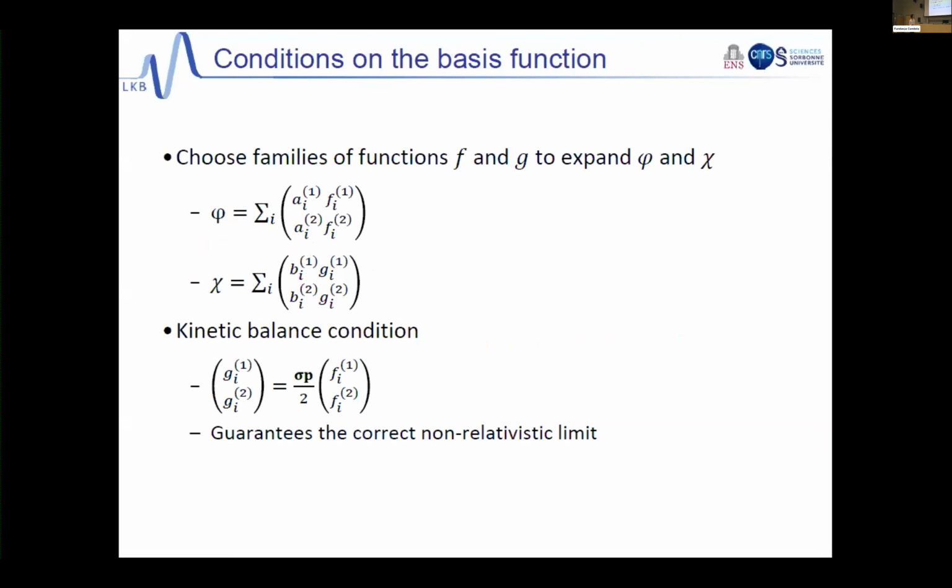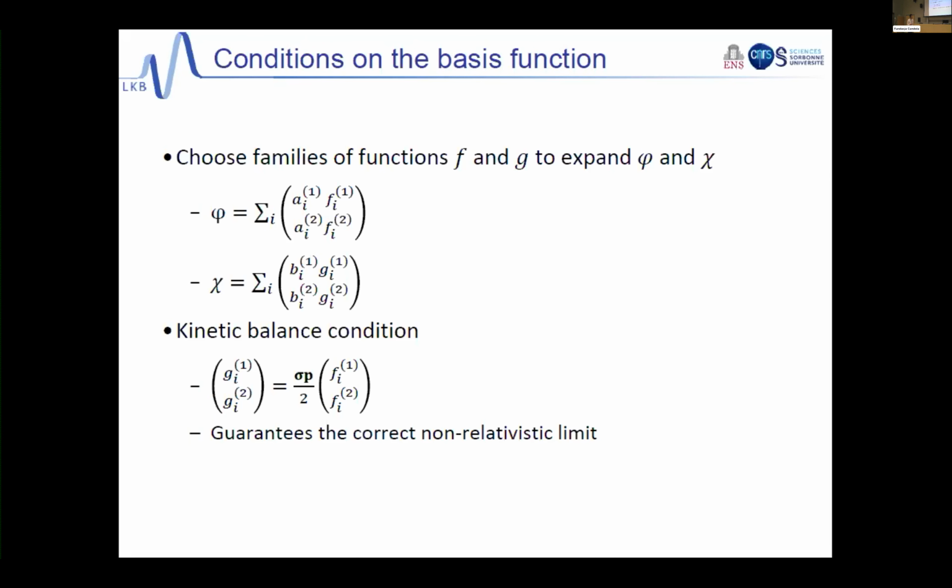So to solve the Dirac equation, we have to put some conditions on the basis functions. We're going to choose some families of functions f and g to expand the large and small components phi and chi. Here A1, A2, B1 and B2 are the coefficients of the expansions, which we're going to solve for. And we have then the kinetic balance condition, which means that the basis function for the small components chi has to be given by the basis function for the big components with the application of sigma p on it. Sigma here is the Pauli matrices.